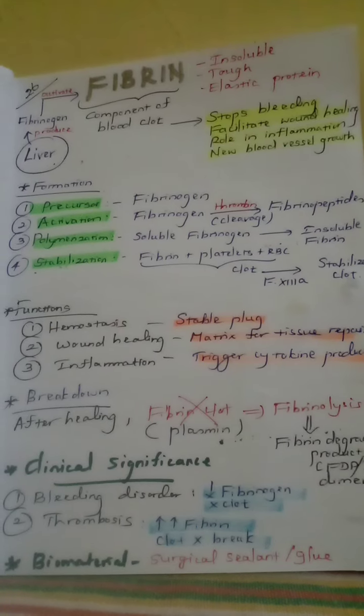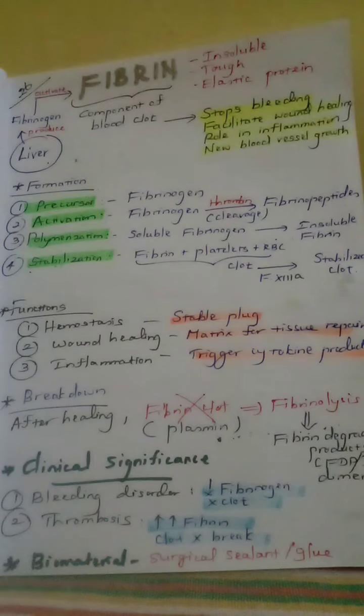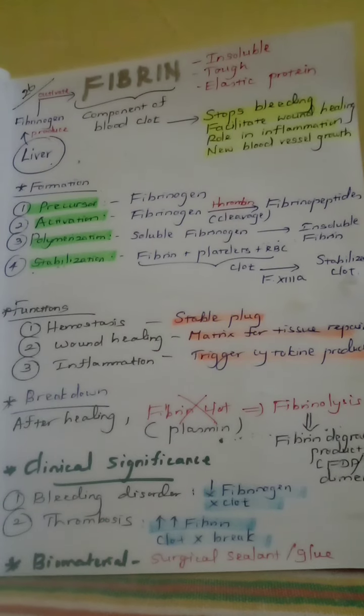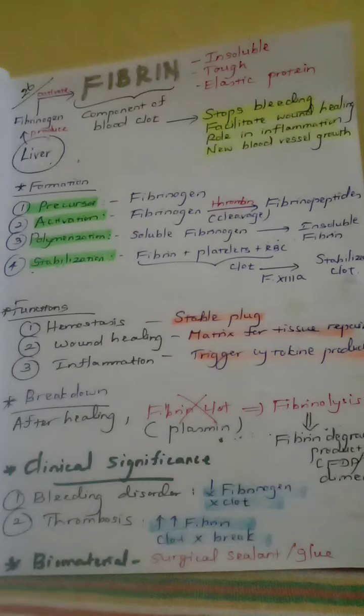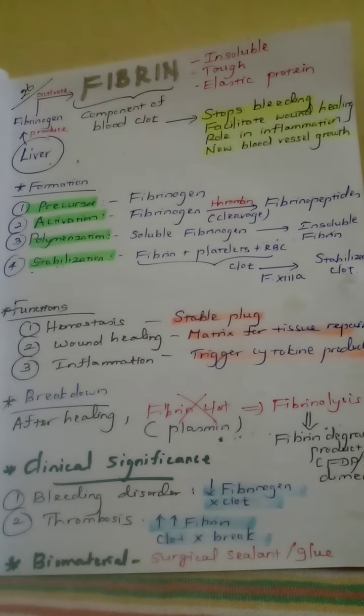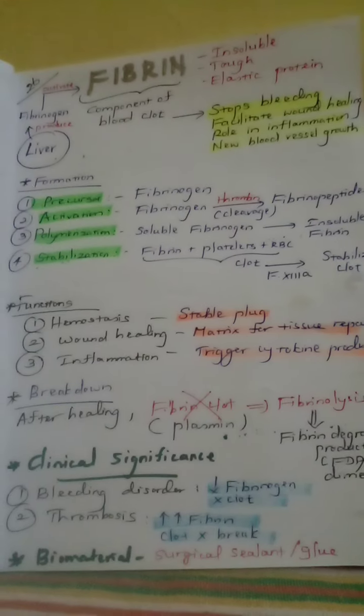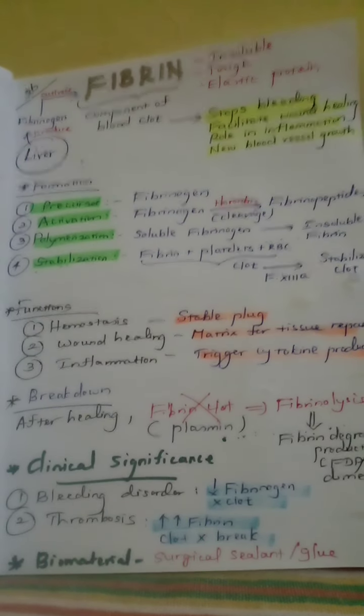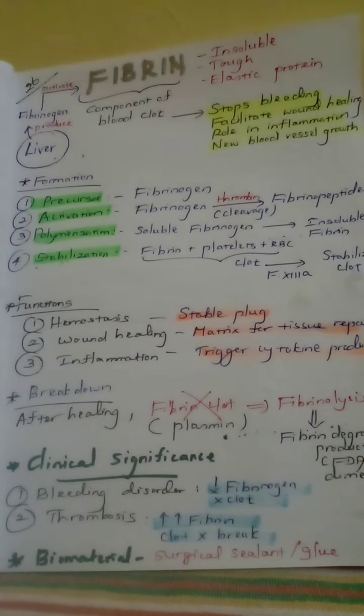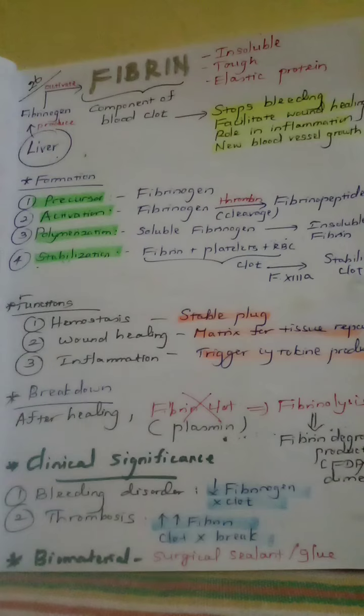So, this process occurs in the mechanism of inflammation and also for new blood vessel growth. And what is new blood vessel growth known as? Yes, neo or angiogenesis, isn't it? Yes. So, who produces this fibrin?